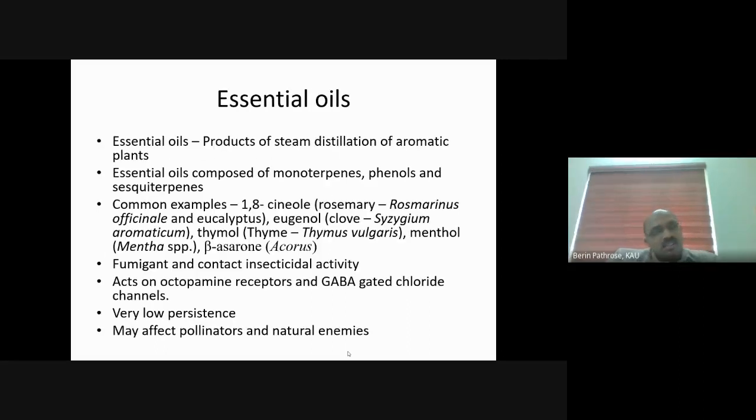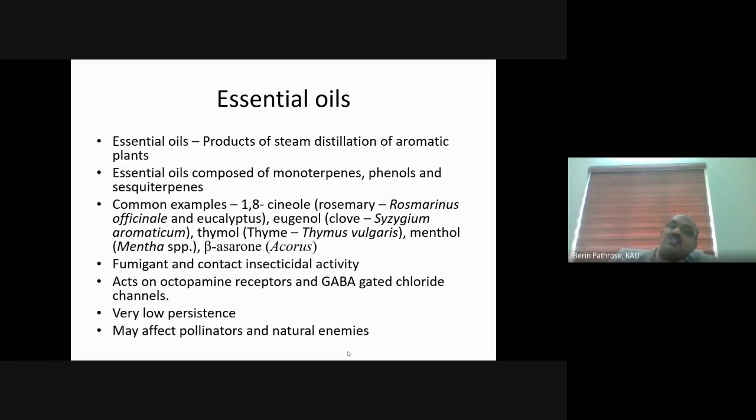Coming to the next, essential oils. All over the world in the botanical pesticides, essential oils are gaining more and more importance because some persons think that essential oils will be the major part of botanical pesticides in pest management, overcoming maybe neem. Essential oils are those which are obtained by steam distillation of aromatic plants. A typical example I will suggest is lemongrass oil. You might have studied it in your UG course. If we distill lemongrass oil, citronella oil, we'll get aromatic essential oils.